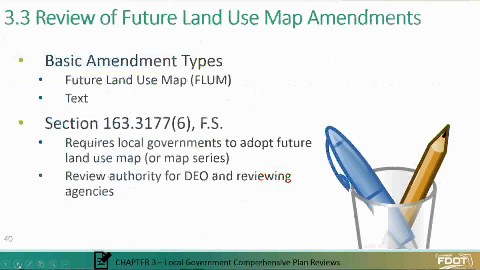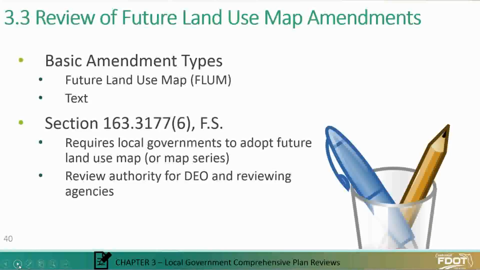Now, talking about the comprehensive plan amendment review process, we're going to move now into the actual review of comprehensive plan amendments. There are basically two types of comprehensive plan amendments: future land use map, or FLUM, amendments, and text amendments. A text amendment is basically an amendment to the goals, objectives, and policies within a comprehensive plan, while a future land use amendment is amending the future land use map or map series associated with a comprehensive plan.